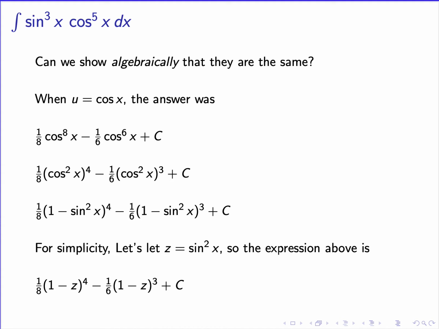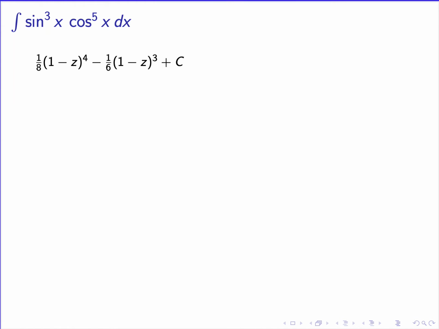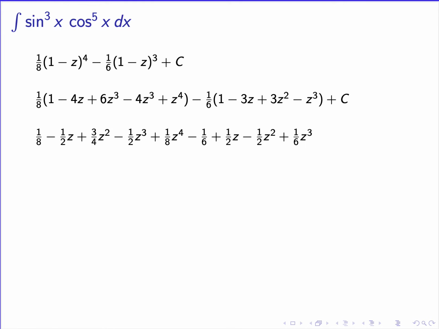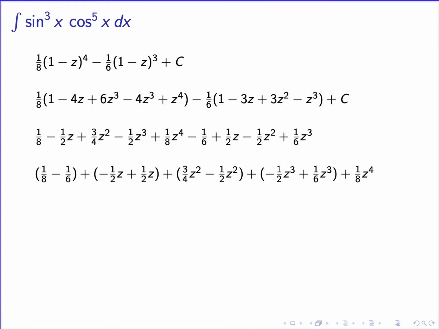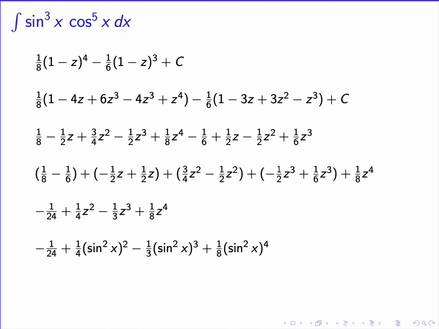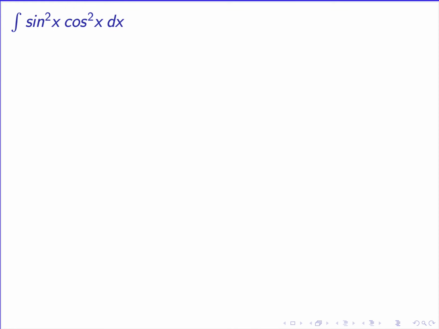So for simplicity, we're going to write z for sine squared. Now if we raise that to the 4th and 3rd power, that gives us this. We can combine that together and get all this stuff. And we can rewrite it like this. And remember, z was sine. So we can rewrite it like this. And we get the expression that we had involving sine, but it's got that minus 1/24 on the front because they differed by a constant.